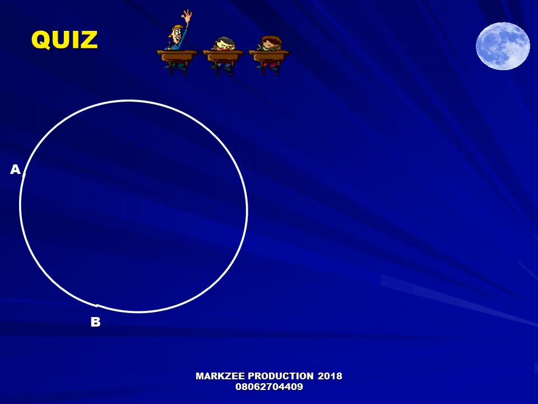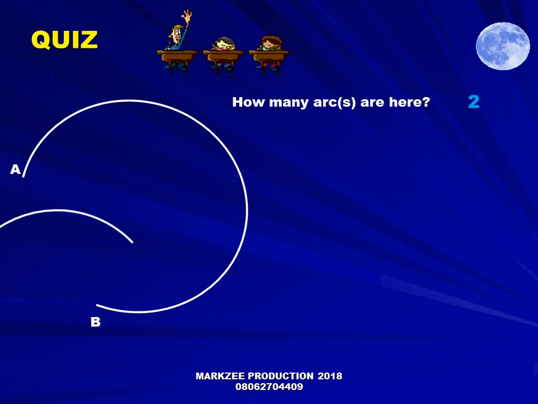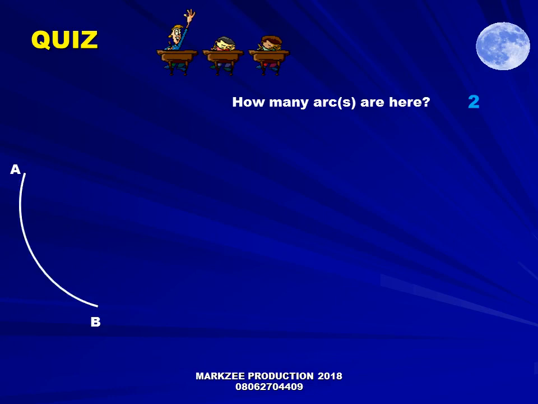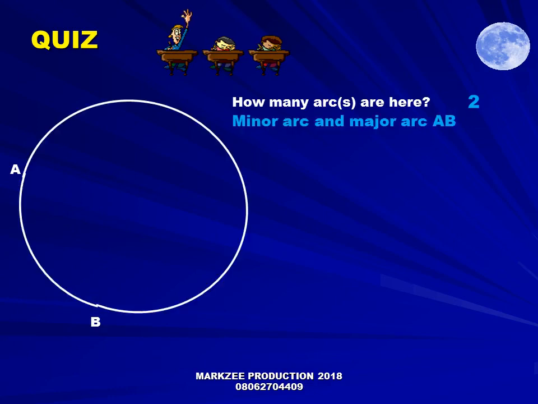Now we have a quiz here. How many arcs are here? How many arcs can you see? Well, we have two. That's one arc, a minor arc. That is the second arc, a major arc.